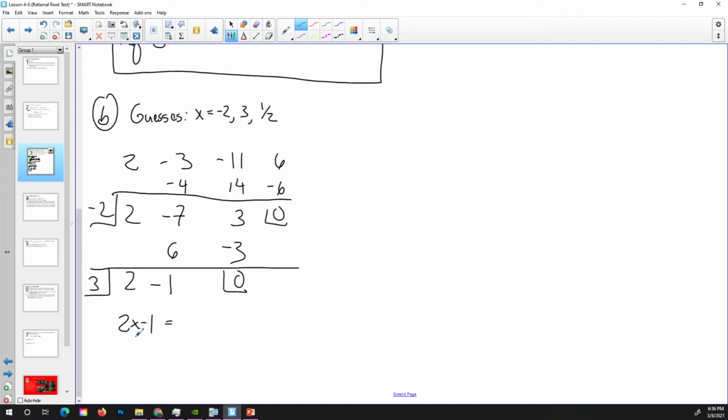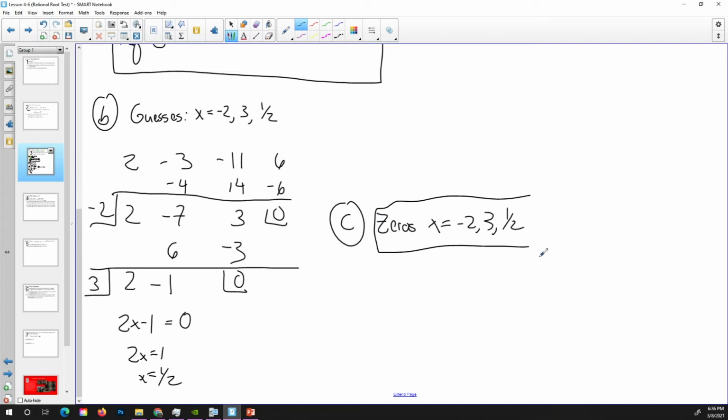And so what I can do is I can set that equal to 0. And we can say 2x equal to 1, x equal to a half. So for part C, we have done all of our verification. The zeros are x equal to -2, 3, and 1/2.